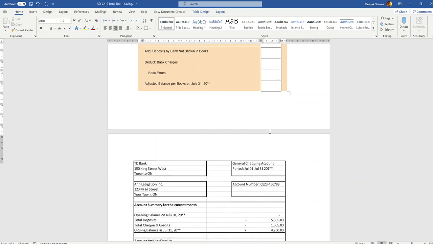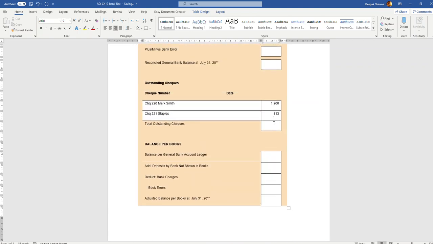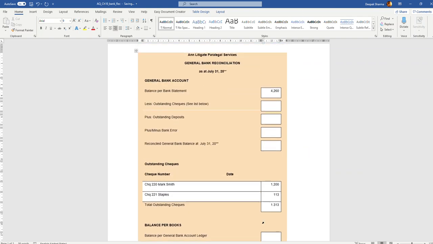Now you're going to add them together. That is 1,313, and that is the amount that goes right here as outstanding checks.